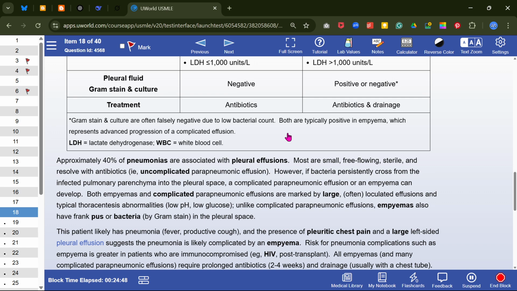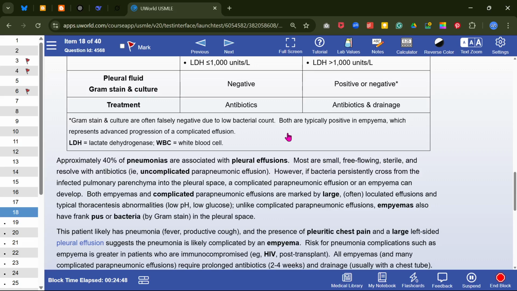However, if the bacteria persistently cross the infected parenchyma into the pleural space, a complicated parapneumonic effusion or empyema can develop. Both empyema and complicated parapneumonic effusion are marked by large, often loculated effusion, typical thoracentesis abnormalities, low pH, low glucose. Unlike complicated parapneumonic effusion, empyema has frank pus or bacteria on Gram stain in the pleural space.